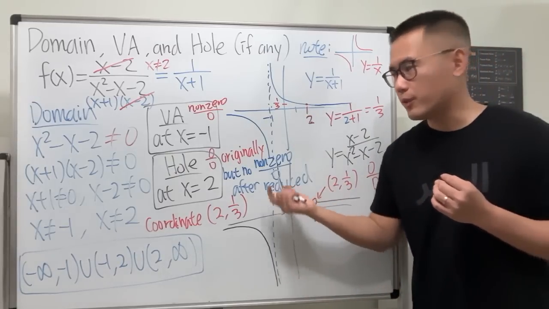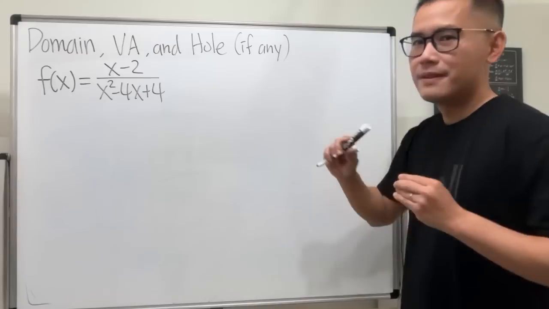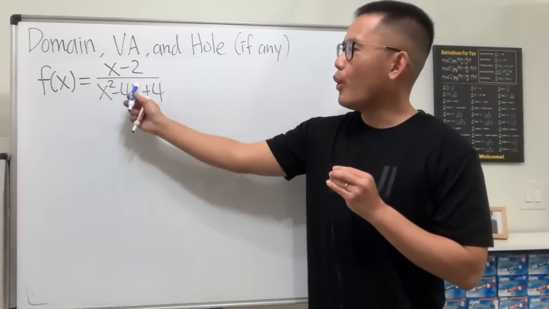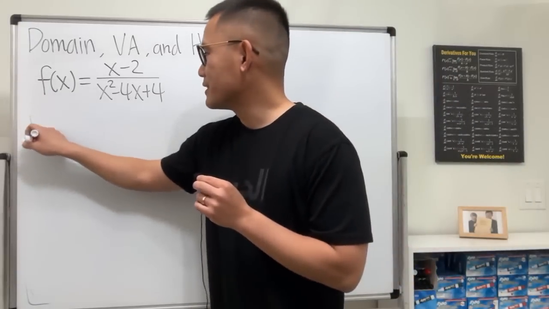Of course, the best way for me to illustrate that is with an example. So let's take a look. Okay, for the second one, we have x minus 2 over x squared minus 4x plus 4. So find the domain first.